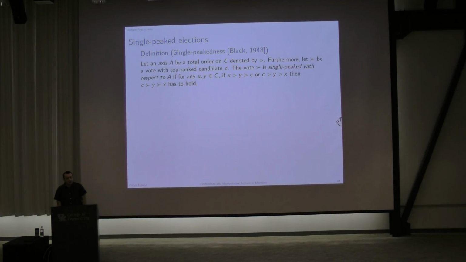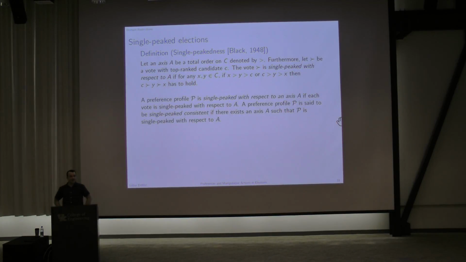And this is exactly the definition. If you are given an axis A, this was the temperature axis a minute ago, over a set of candidates, and furthermore, we have a vote. We say that this vote is single-peaked with respect to the axis A if for any three candidates X, Y and Z, if Y is between X and Z on the axis, then Y has to also be between X and Z in the vote.